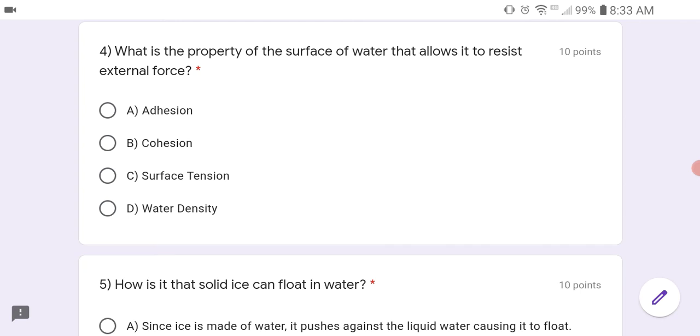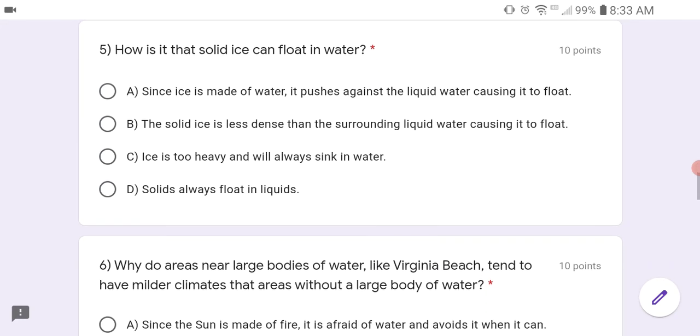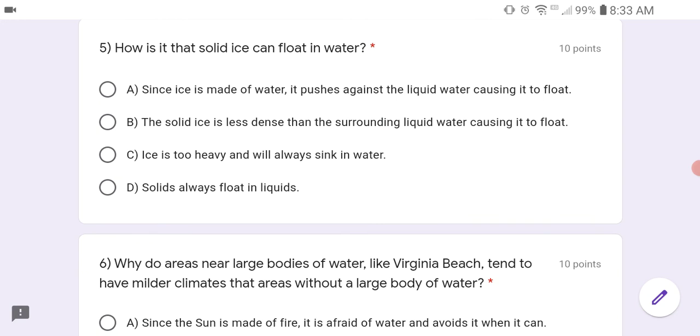Is this A. Adhesion, B. Cohesion, C. Surface tension, or D. Water density? Number 5. How is it that solid ice can float in water?